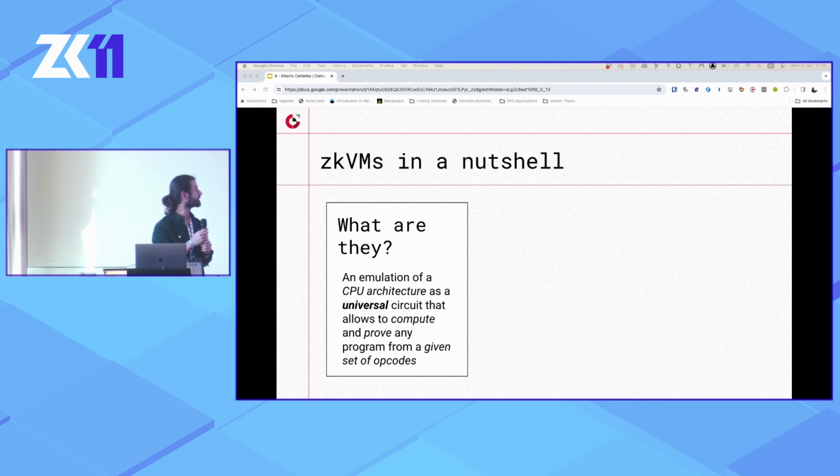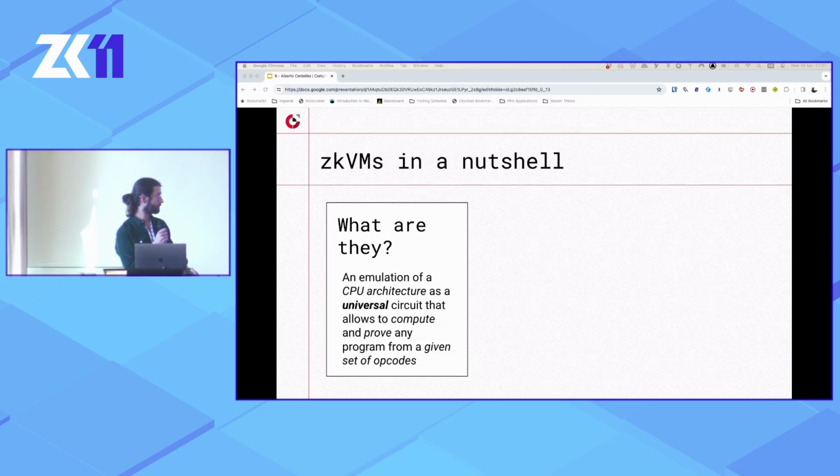So before we start diving into details, I want to give some background of what is a ZKVM. What we see here is an emulation of a CPU architecture, meaning that we have an abstraction of a stack, of a memory, of an execution unit, as a universal circuit, meaning that we have one single circuit for all programs, meaning that we also have one verifier for all programs, which is very nice. That allows us to compute and prove any program up to a certain bound from a given set of opcodes.